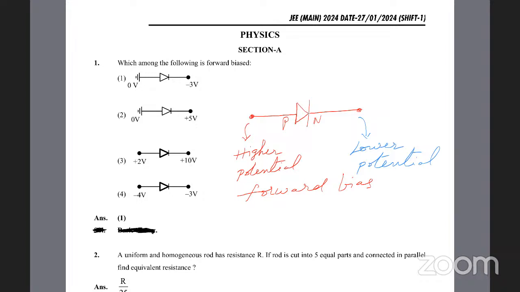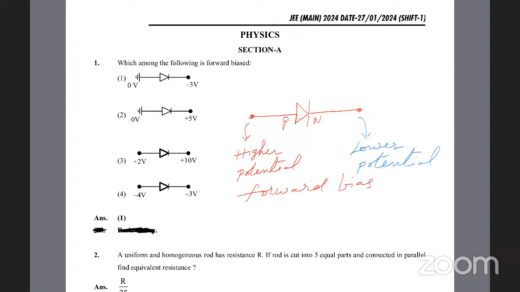So if you look at the overall paper, it is easy, you can say easy to moderate. Some questions are moderate level, not very tough, and easy to score. 90% above is very easy. So let us review question by question.